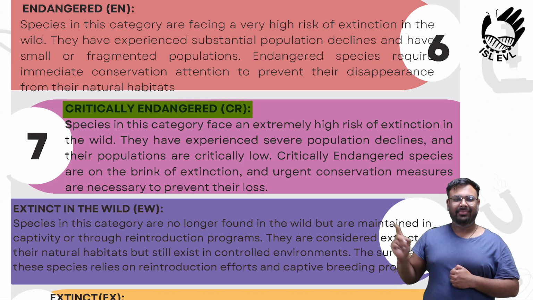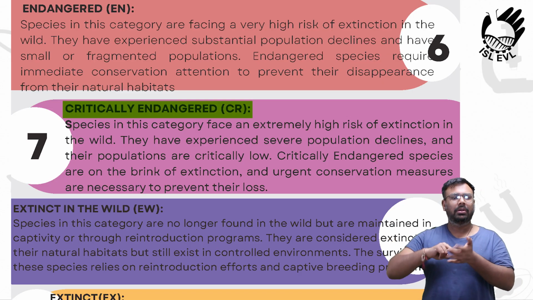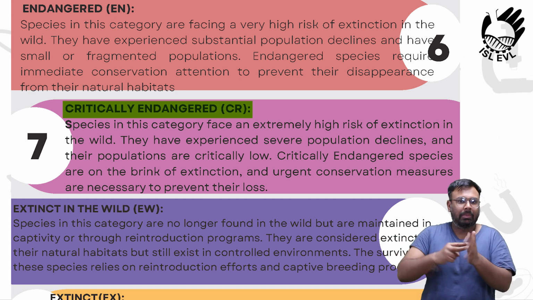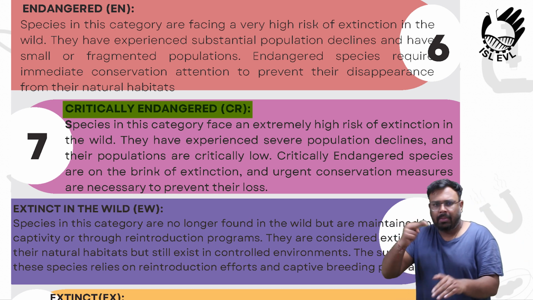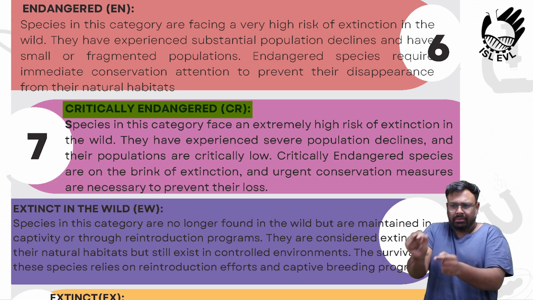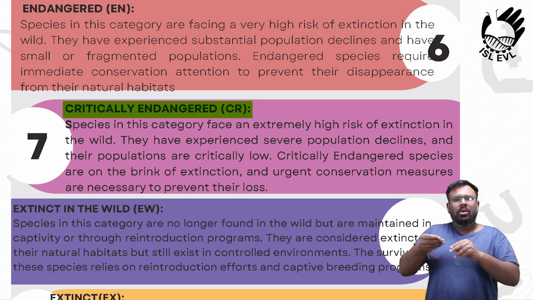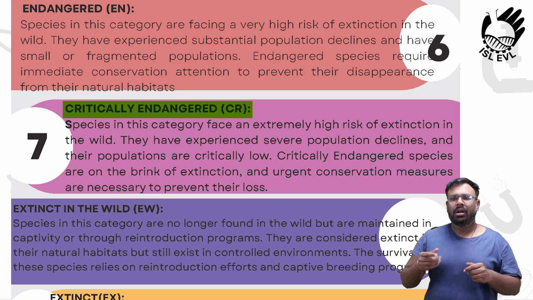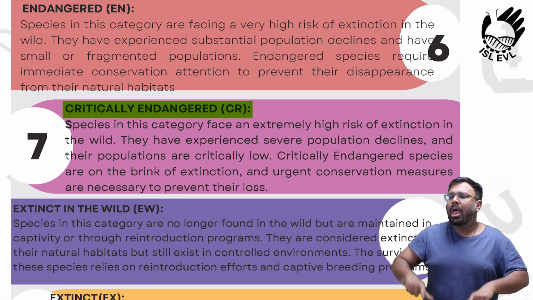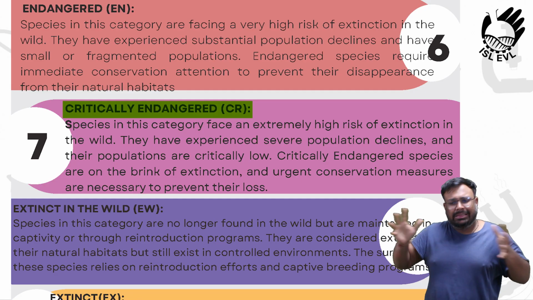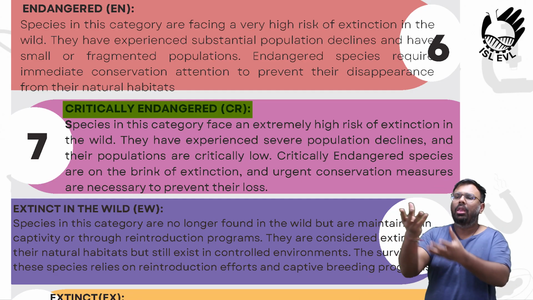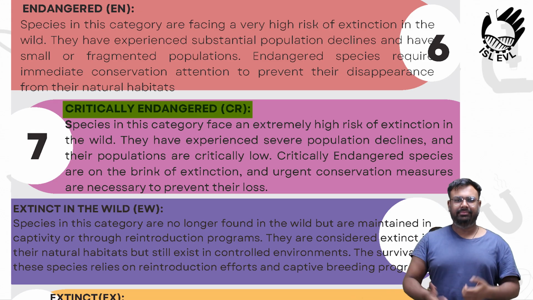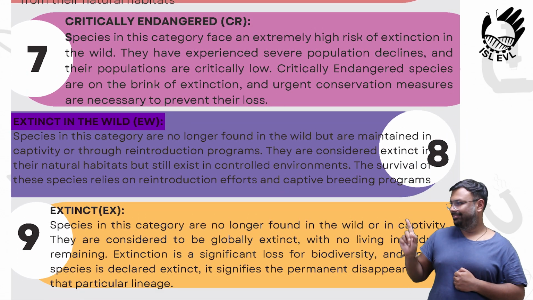Seventh, Critically Endangered, CR. Species in this category face an extremely high risk of extinction in the wild. They have experienced severe population declines and their populations are critically low. Critically endangered species are on the brink of extinction, and urgent conservation measures are necessary to prevent their loss.